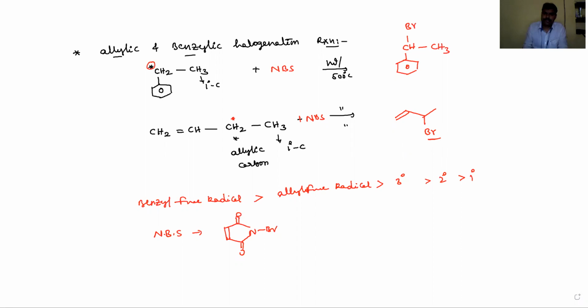For example, now one hydrocarbon is present like this. It is reacted with chlorine in the presence of sunlight. What is the major product? The major product we need to identify. Okay, what is the major product, dear students?